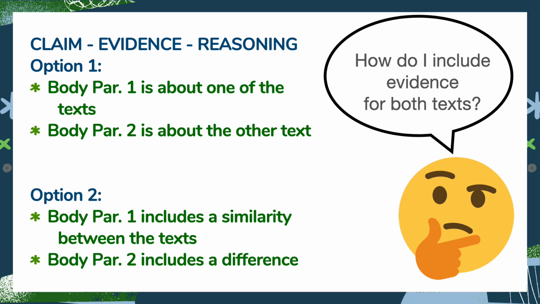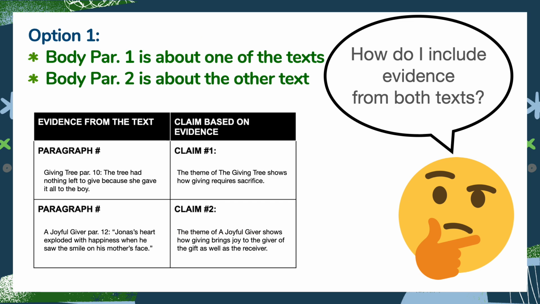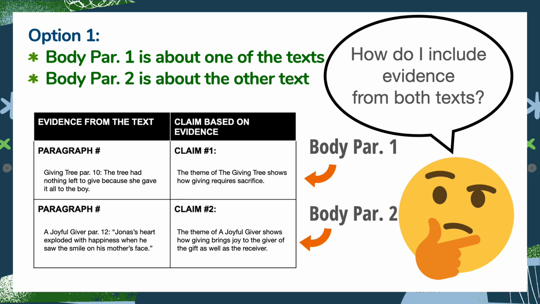In option 2, in this case, since we're asked to write about a similarity and a difference in the themes, you can write about a similarity in body paragraph 1 and the difference in body paragraph 2. You can use the 2x2 square chart to identify evidence from each text that supports your answer to the prompt. Here's how this could look for the first option. After locating evidence to support the themes that I've identified, I'm going to write my essay with body paragraph 1 being about the first text and body paragraph 2 being about the second text.